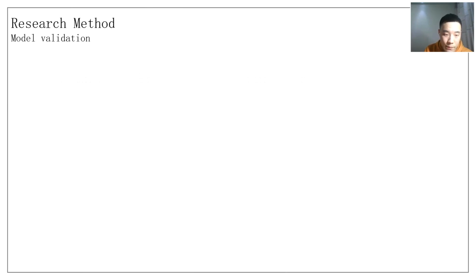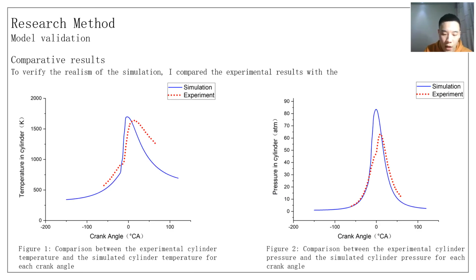After the model has been built, we need to verify the realism of the model. I compared experimental results with simulation results. As we can see, the red dots represent the experimental results, and the blue line represents the simulation results. Figure 1 shows the variation of temperature in the cylinder, and Figure 2 shows the variation of pressure in the cylinder compared with experimental results.